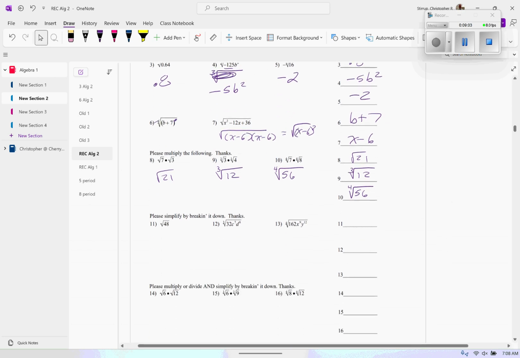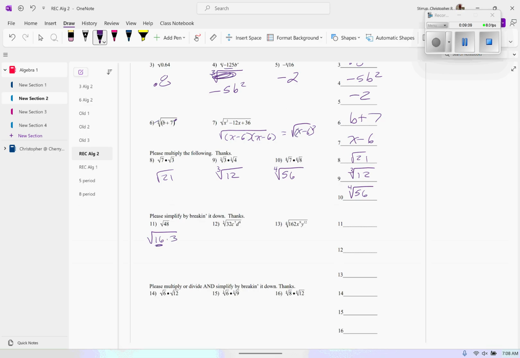All right, number 11, let's break it down. So root 48 is 16 times 3. Square root of 16 is 4, so I get 4 root 3. I want third root, so think about 8. 8 times 4 is 32. C to the 6th times C to the 1st. And then D to the 6th, D to the 2nd. So the third root of 8 is 2. Third root of C to the 6th, 3 goes in 6 twice. Third root of D to the 6th is D to the 2nd. And then I'm left with third root of 4CD squared.